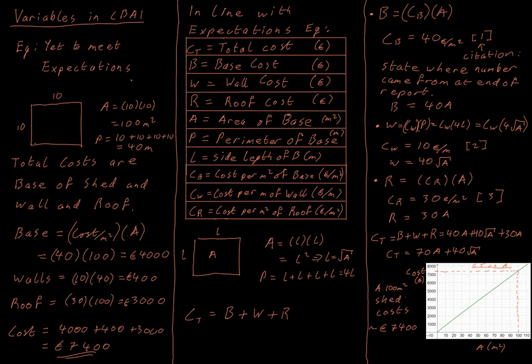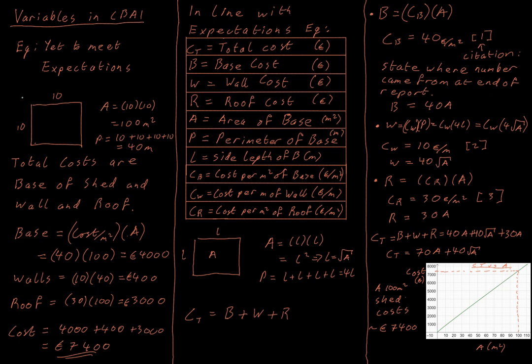The story we've got here is that we want to build a shed. And in this yet to meet expectations example, I'm looking at the cost involved in making the shed. I've broken up my cost into several different pieces. I've said the total costs are going to be the base of the shed and the walls and the roof. And I've given my example here. I've drawn in my shed.